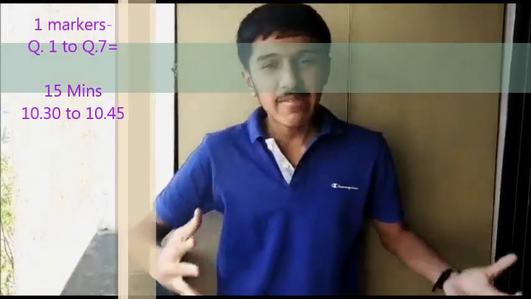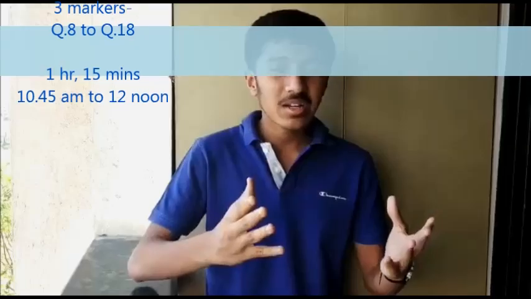But now we look at how much time you need to spend for the 1 markers. They are 7 in number, and I don't think it should take more than 15 minutes. So by 15 minutes, you must be over with your 1 markers. Now moving on to your 3 markers. And these 3 markers are 11 in number. And that is why there are 33 marks in total.